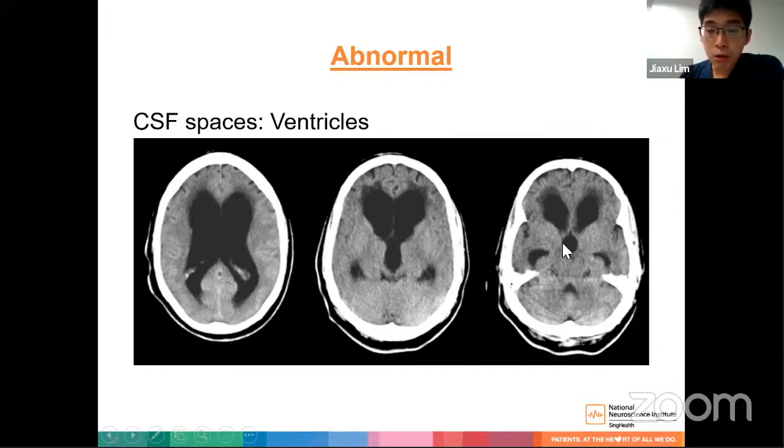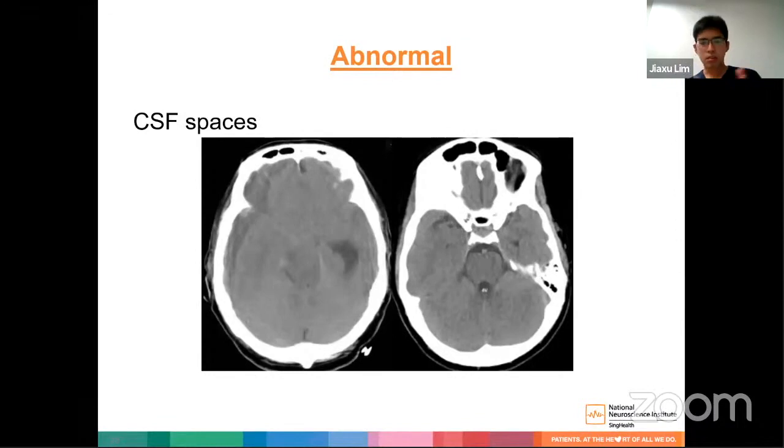Also, a very important clue will be these hypodensities just adjacent to the frontal horns. That represents transependymal shift of CSF that's pushed out of the ventricles into the parenchyma, representing acute hydrocephalus.